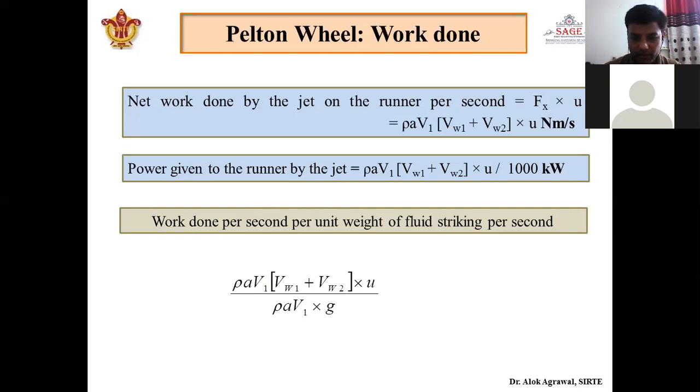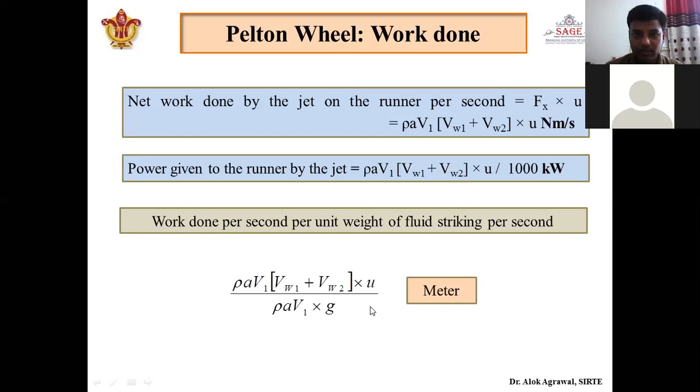Rho A V1 into g, and what will be the unit of this? The unit will be meter, because you can calculate here this rho A V1 will be cancelled out. This will give meter square, this is meter per second, this is meter per second. Combinedly, it will give meter square per second square. And here the unit of gravitational acceleration is meter per second square. So completely it will give the unit meter. So this is the work done per second per unit weight of fluid striking per second, and its unit is meter. So work done in terms of head.